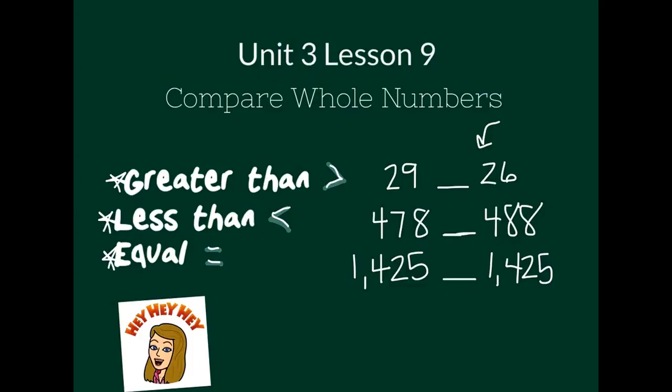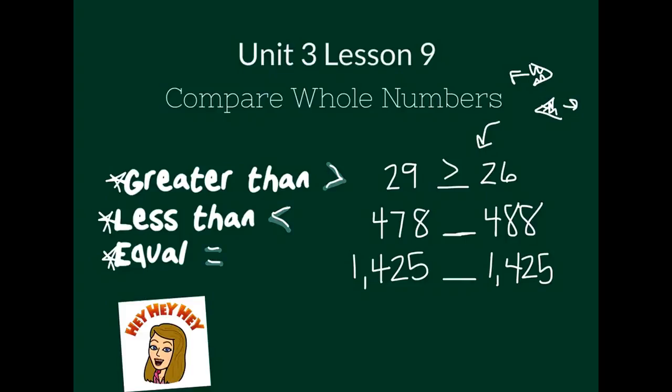Well, 29 is a larger number, so I know that 29 is greater than 26. You may have learned in previous years to think of it like a crocodile mouth with teeth. And remember that the crocodile is going to want to eat the larger number. So if it was facing to the right, you'd want to face the sign to the right number if it was a larger number. The crocodile wants a big meal.